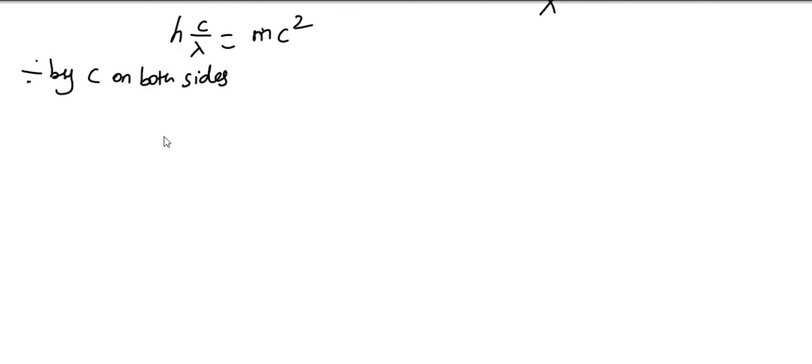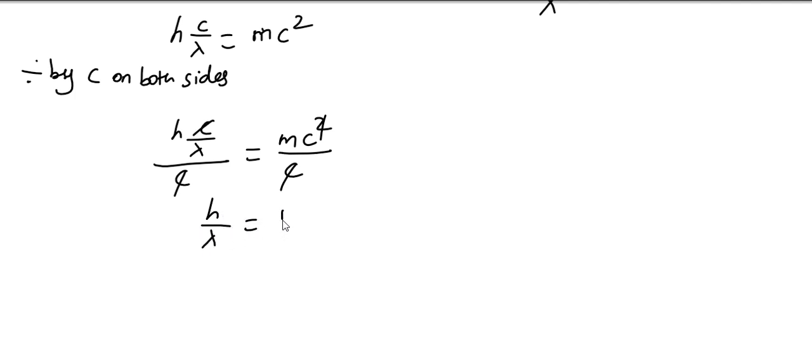ஸோ ரைட் அண்ட் லெஃப்ட் சைடு ரெண்டு சைடும் நம்ம டிவைட் பண்ணுறோம். டிவைட் பண்ணும்போது c கேன்சல் ஆயிரும். ஸோ hc by lambda divided by c equal to mc square divided by c. So these things will cancel out and remaining h by lambda is equal to mc.